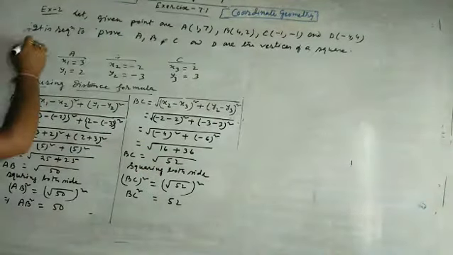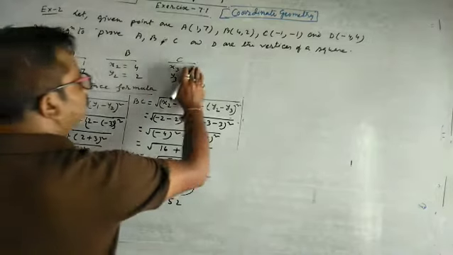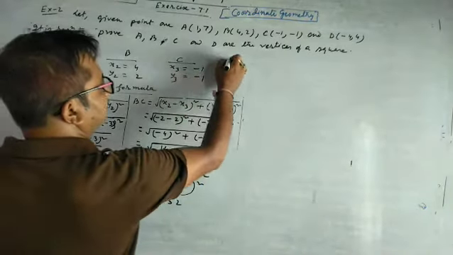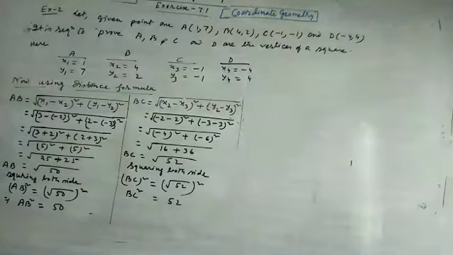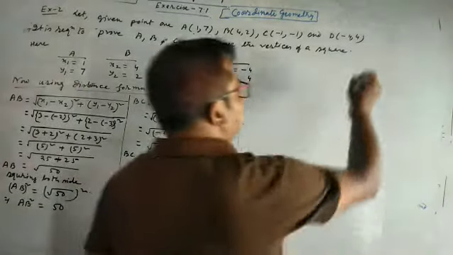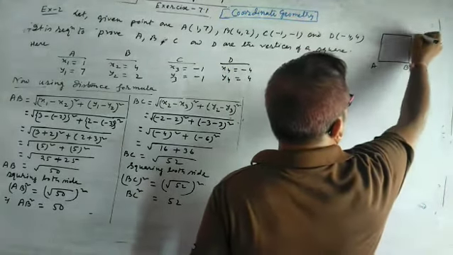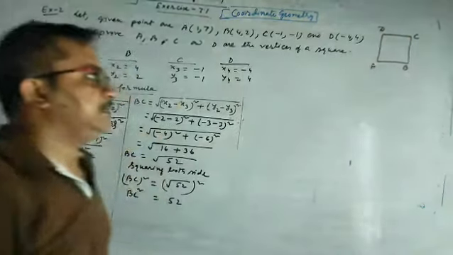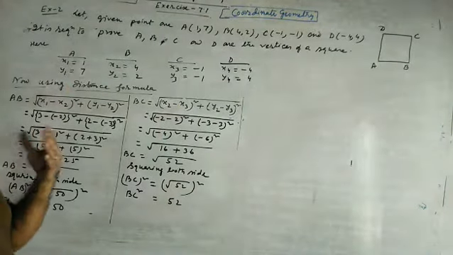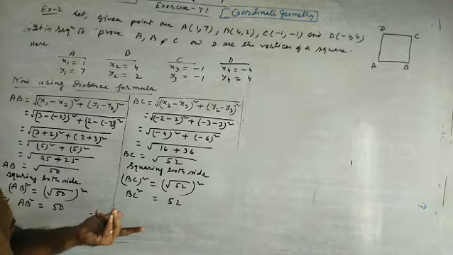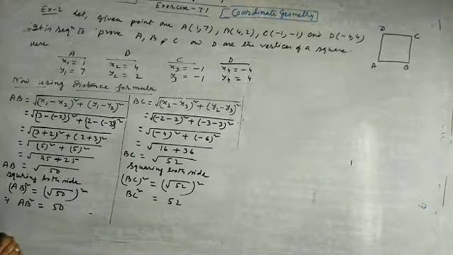Okay. Now we take A (1, 7), B (x2, y2) = (4, 2), C (-1, ...), D (x4, y4) = (-4, 4). Now first of all we know that 4 points will form a quadrilateral. This quadrilateral is either a square or a rhombus or a parallelogram or a rectangle.